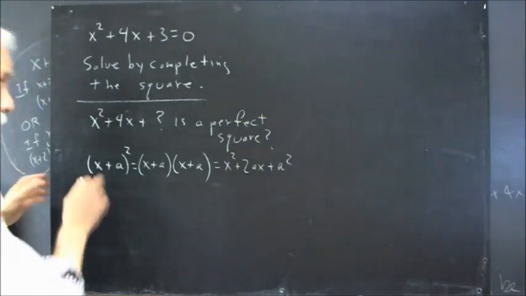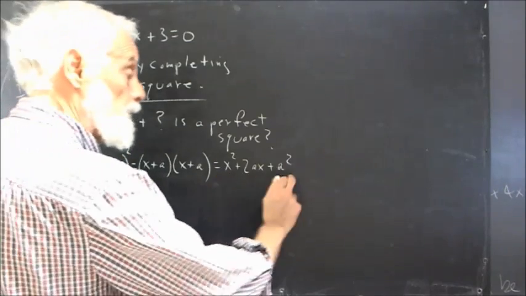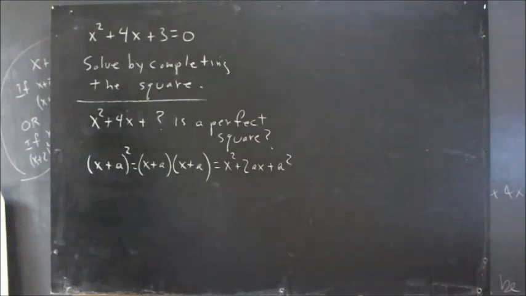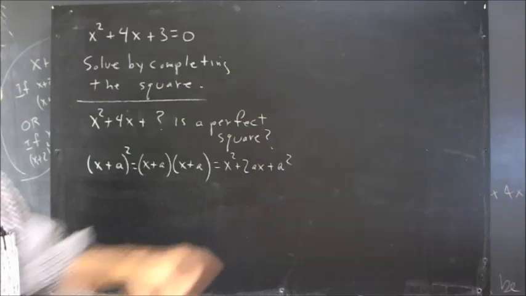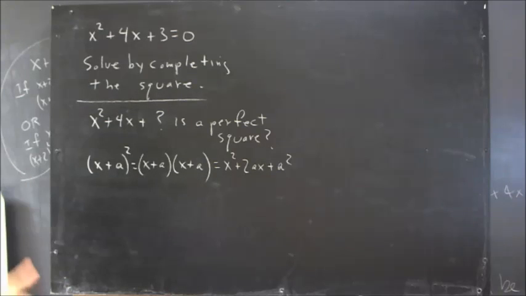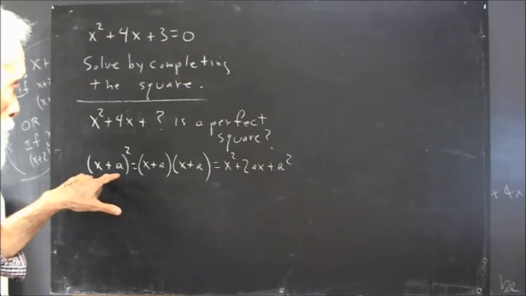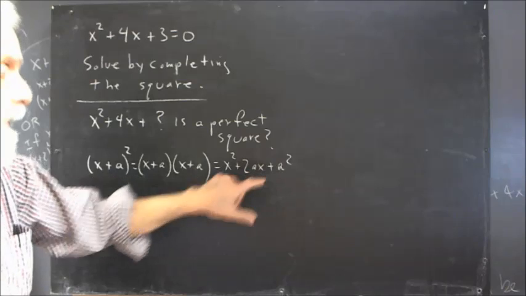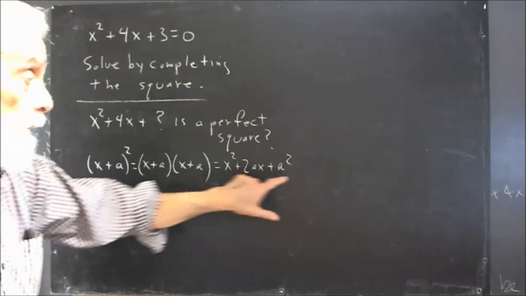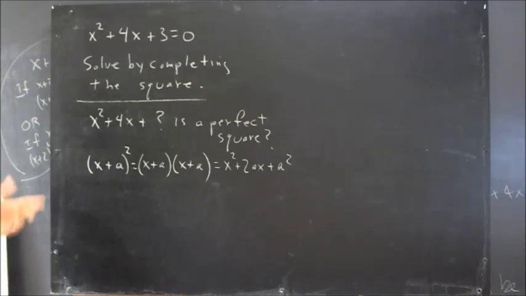There's also a special formula, that x plus a quantity squared does equal this, but you're going to probably get that formula messed up if you don't know how to verify it. If you're in the middle of a test and you don't know how to verify that x plus a squared equals this, you're really not very safe using this formula.